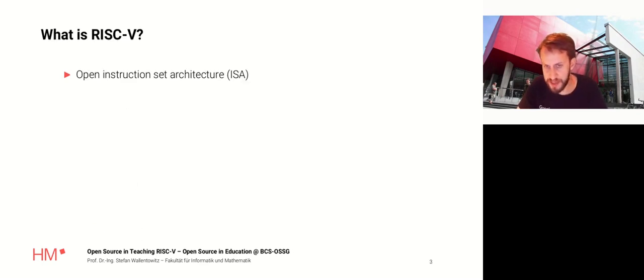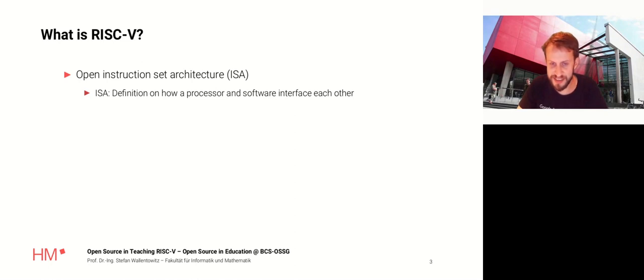Just as a quick background, for those of you who don't know about RISC-V, it's an open instruction set architecture, short ISA, which probably opens another question: what is an ISA? It's essentially a definition of how a processor and software interface with each other, in both directions. On the one hand, describing the encoding of machine instructions, the availability of machine instructions, and some things around there, like how interrupts work, etc.